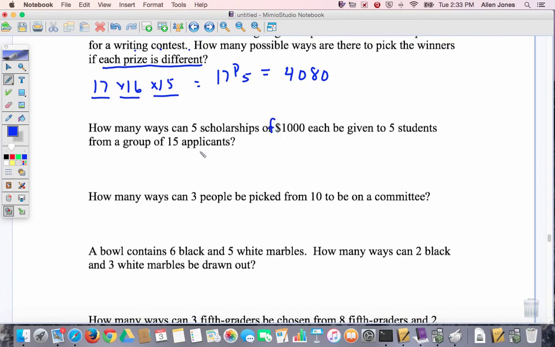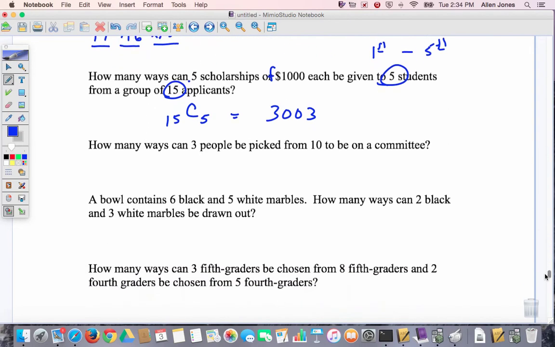How many ways can 5 scholarships of $1,000 be given to 5 students from a group of 15 applicants? So here we're selecting 5 scholarship winners, 5 students out of a group of 15, and each one's going to get $1,000. So it doesn't matter whether the first person selected or the 5th person selected, you're still getting $1,000. So that makes it a combination. We have 15 people to choose from, and we're choosing 5 to be awarded prizes. So it's a combination of 15C5, and 15C5 is 3,003. That's from the calculator.